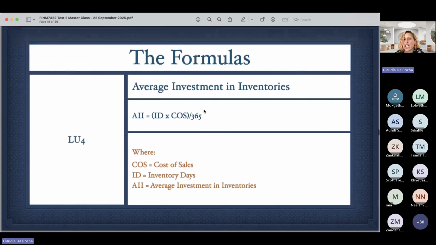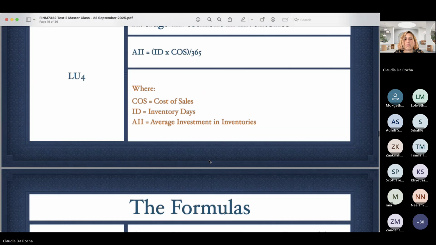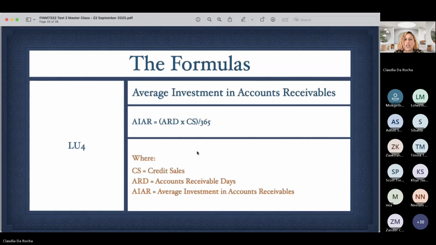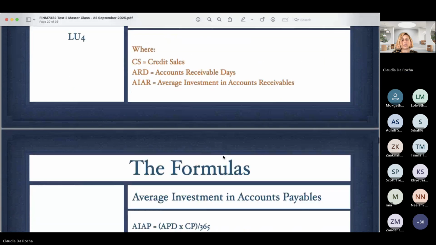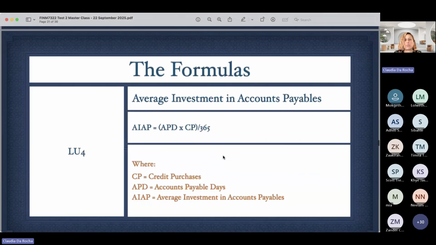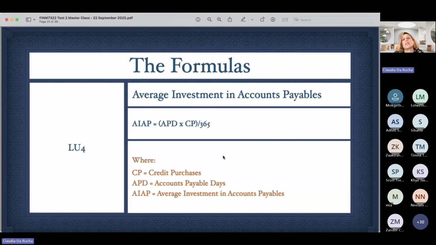Obviously, in a question, if they tell you that the number of days in a year is 360, that's what you use. But in most cases it's 365. Your average investment in accounts receivable is your accounts receivable days times your credit sales divided by 365. Then your average investment in your accounts payable is your accounts payable days times your credit purchases divided by 365.